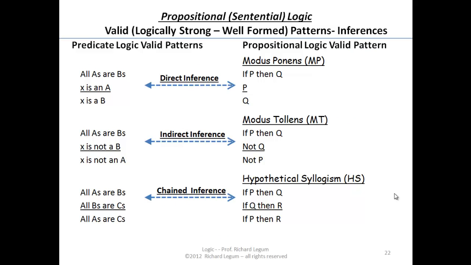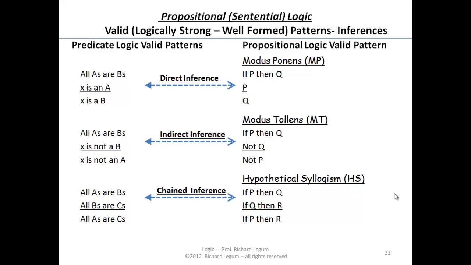Let's just take one more look between the predicate logic patterns. All A's are B's, X is an A, therefore X is a B. Kind of moving from left to right in the first premise. Modus ponens. If P, then Q. P, we go to the right. Q, direct inference. All A's are B's.